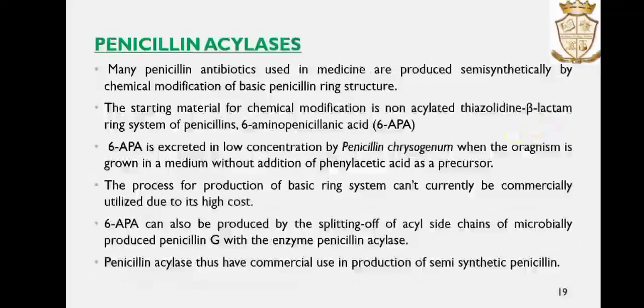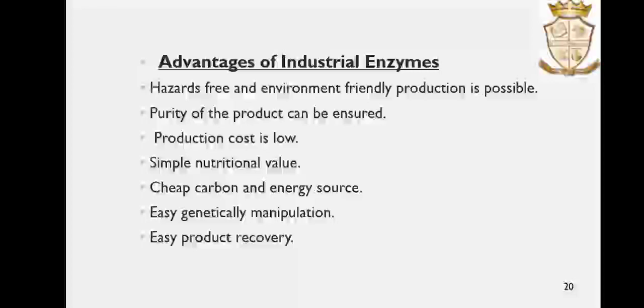The process for production of the basic ring system cannot currently be commercially utilized due to its high cost. 6-APA can also be produced by splitting of acyl side chains of microbially produced penicillin G with the enzyme penicillin acylase. Penicillin acylase thus has commercial use in production of semi-synthetic penicillin.